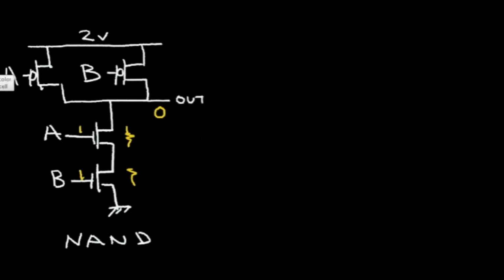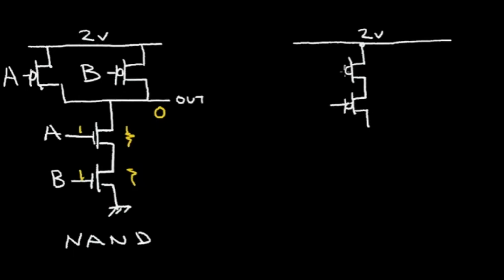Now let's construct the CMOS NOR gate. So again, let's say this is our power supply, and it can be 2 volts. We'll connect our PMOS transistors in series. And let's connect our NMOS or our N-channel transistors in parallel.